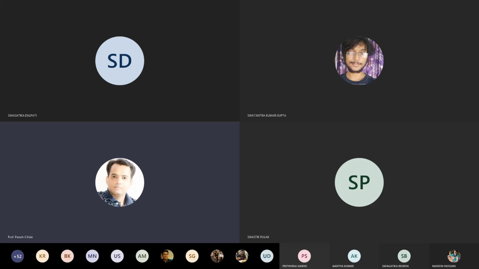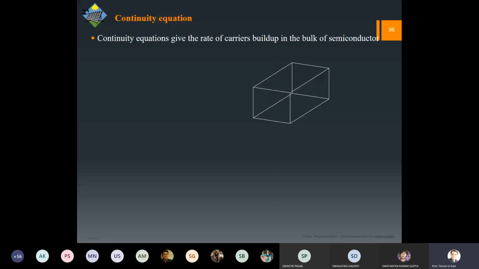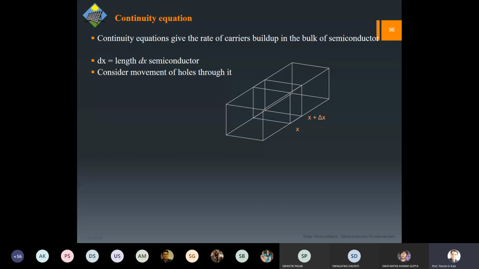This tells us how many carriers are present in the bulk of the semiconductor at a particular point. You can think of two boxes displaced by a small distance delta x. This is the length of the semiconductor where we are going to find the accumulation. The holes are going through it. On one side the hole current will enter, so obviously there is a direction for that, and the cross-section area is A.